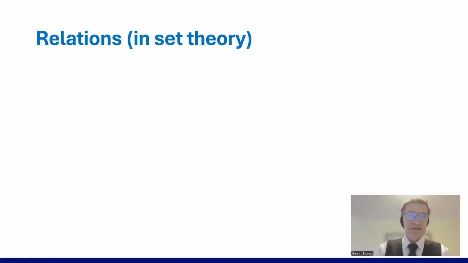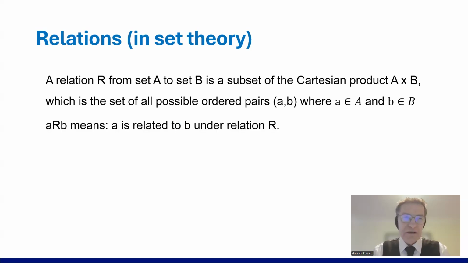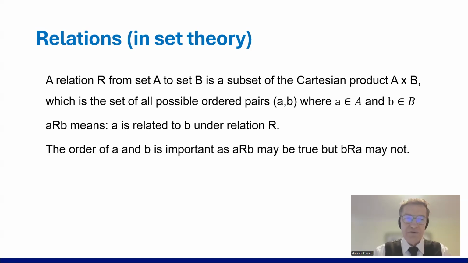Relations in set theory. A relation R from set A to set B is a subset of the Cartesian product A cross B, which is the set of all possible ordered pairs (a, b), where a belongs to A and b belongs to B. aRb means a is related to b under relation R. The order of a and b is important, as aRb may be true, but bRa may not be true.